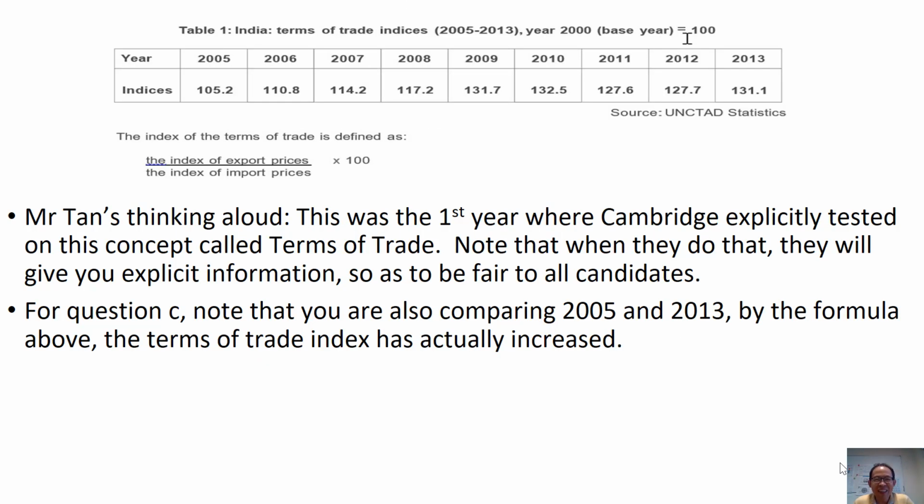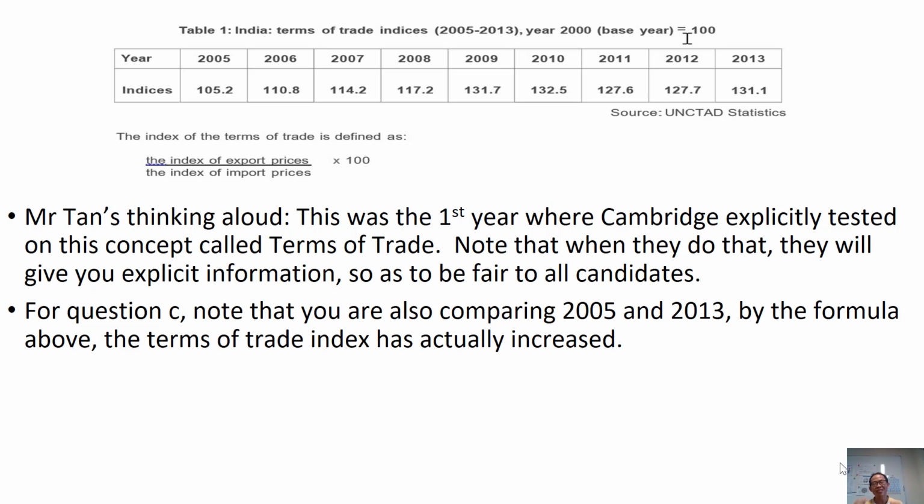Now, this particular case study is very interesting because they have two charts and they have a table. So table 1 is terms of trade. Now, let me give you some background story. This was the first year and so far the only year where Cambridge explicitly tested this concept called terms of trade. This is the only year.